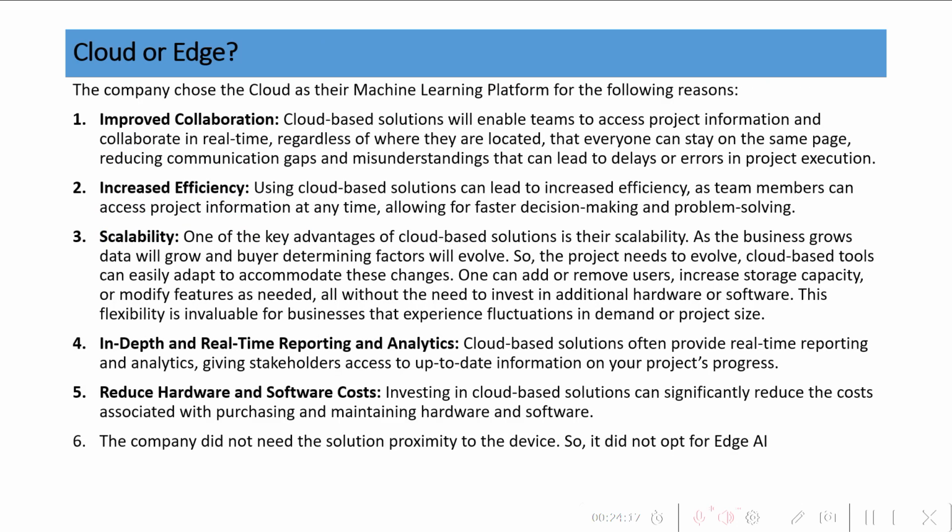So, cloud or edge. The company chose the cloud as the machine learning platform for the following reasons: improved collaboration, increased efficiency, scalability, in-depth and real-time reporting and analytics, and reduced hardware cost. The company did not need the solution proximity to the device, so it did not opt for edge AI.